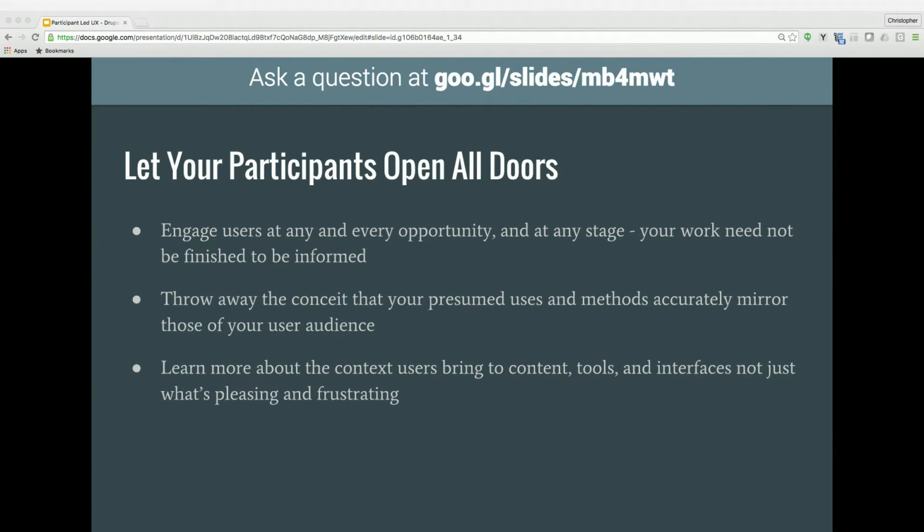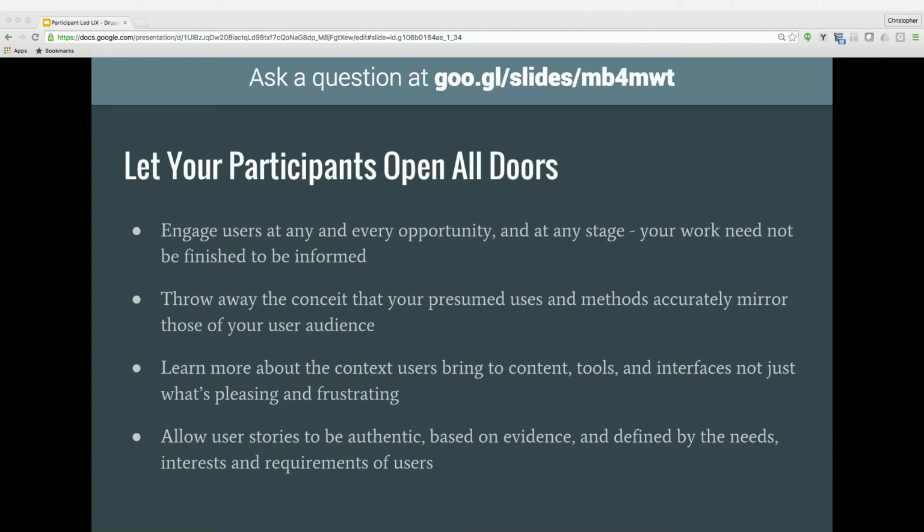Learn more about the context users bring to the content, the tools, and the interfaces, not just what's pleasing or frustrating. Can I get through this page? That's interesting information, I suppose. Do I want to get through this page? Is this a page I wanted to see in the first place? This is more important information.